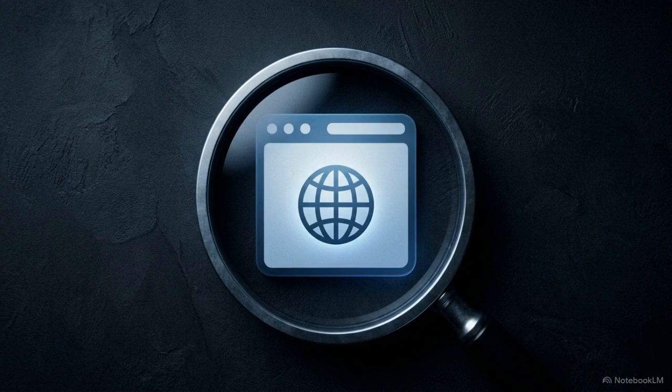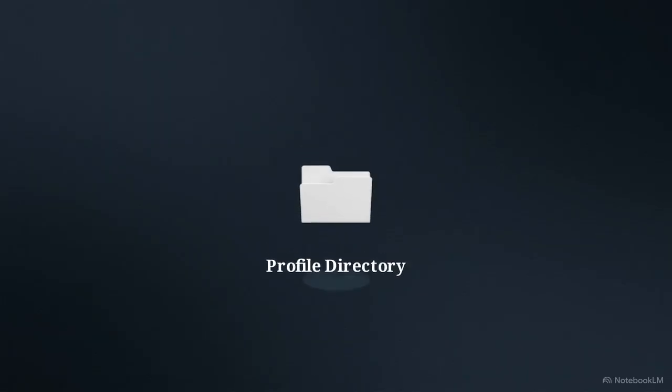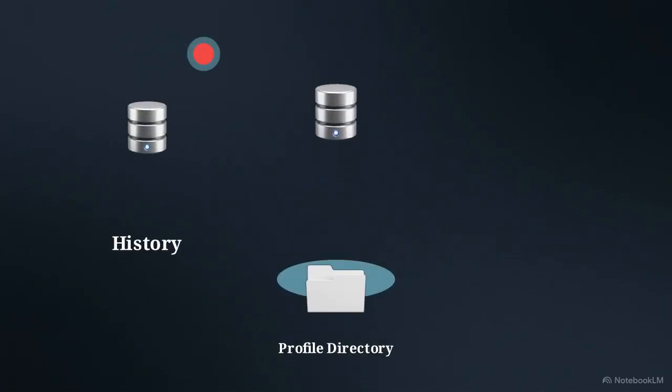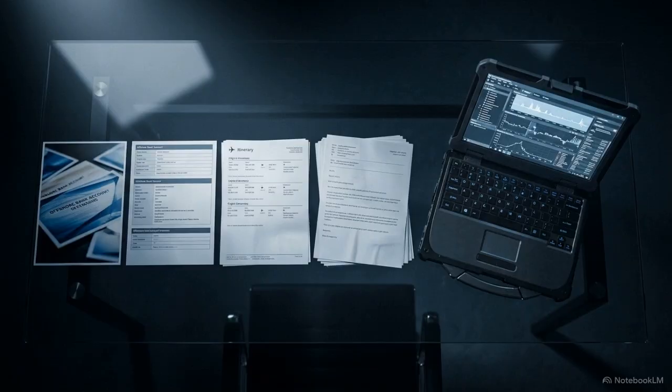Today, we are looking at Module 13, Browser Forensics. Nearly every aspect of modern financial fraud leaves traces inside a user's browser profile directory. Hidden deep within these directories are SQLite databases, files with names like history, cookies, and login data that record the specific research, planning, and execution steps of an illicit scheme.